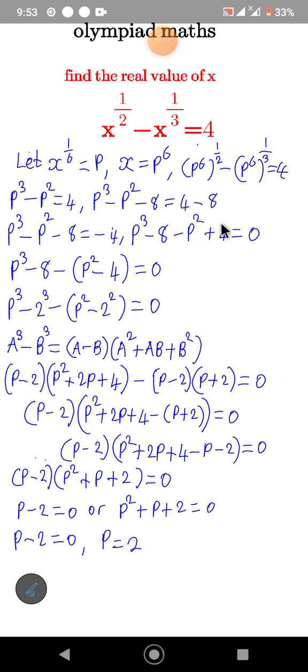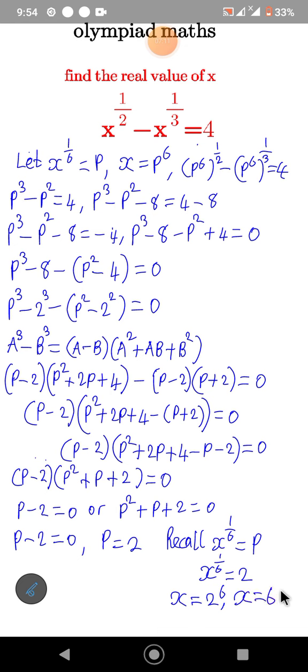Then now, remember, I said let x raised to the power of 1 over 6 equal to p. So we'll say, recall, x raised to the power of 1 over 6 equal to p. And we already got p as 2. So here will now be x raised to the power of 1 over 6 equal to 2. Now, I'll raise both sides to the power of 6. Therefore, x will now become 2 raised to the power of 6. And 2 raised to the power of 6 is what? 64. So x will therefore become 64. So this is the solution to this particular equation.